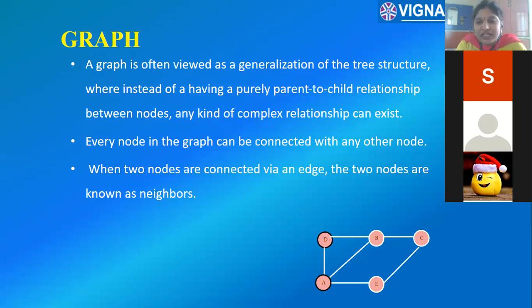So here, how many circles have I drawn? 5 circles. That means 5 vertices are there. An edge can be defined as the connection between a pair of vertices.